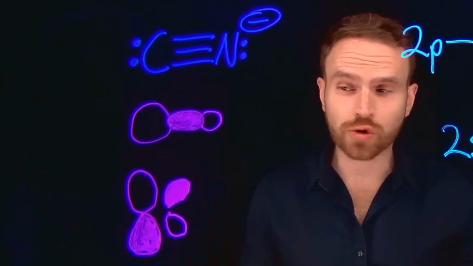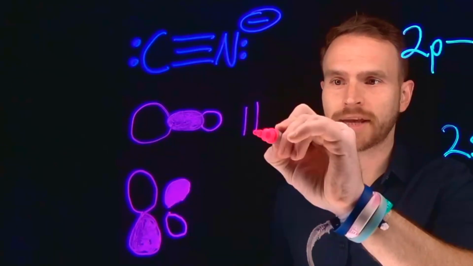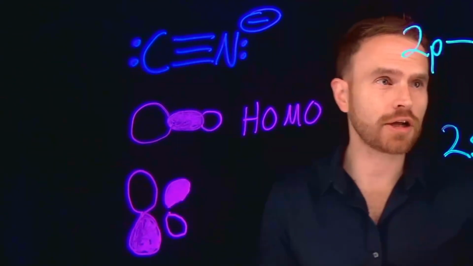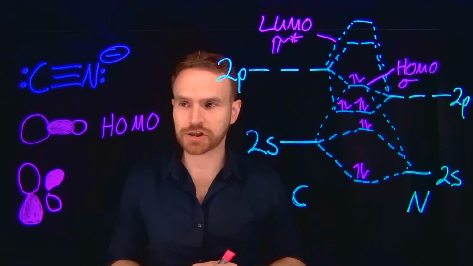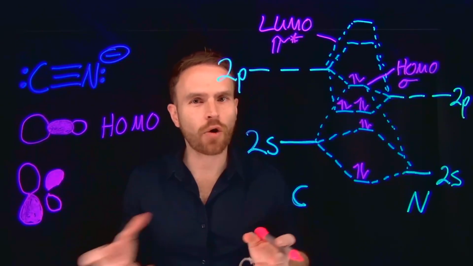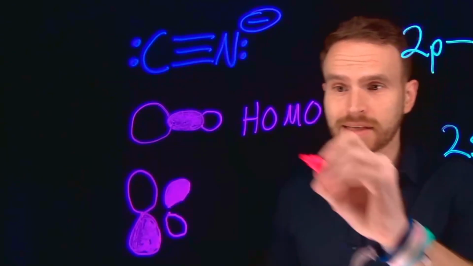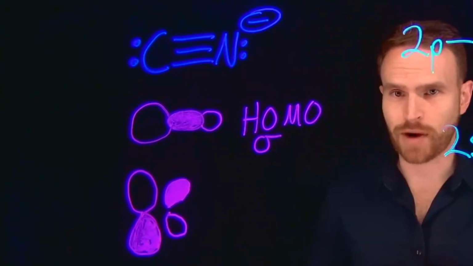interactions. If we were to draw what the HOMO of the molecular orbital diagram for CN-, or cyano ligand, looked like, this sigma bonding interaction, this would be basically what the overlap of those orbitals would produce as far as a molecular orbital. And again, this is a sigma bonding interaction.